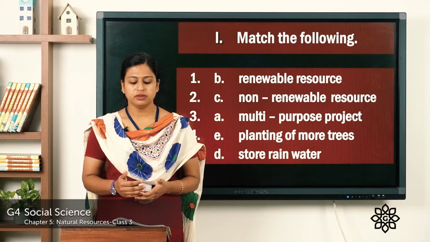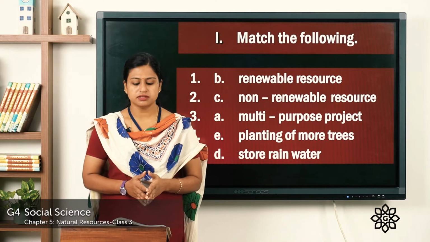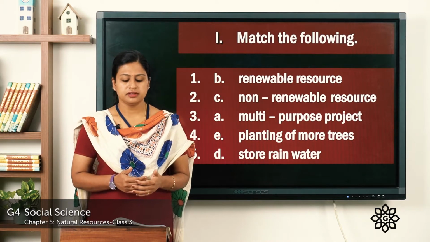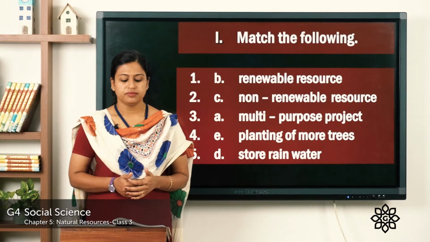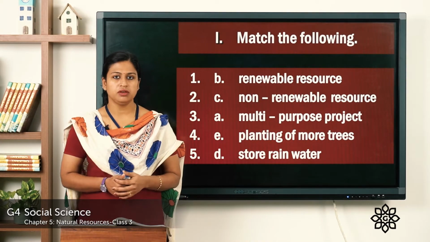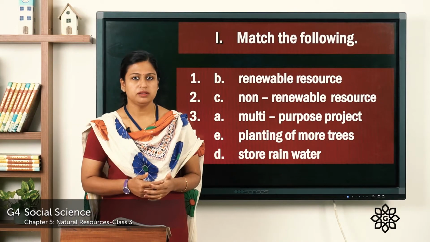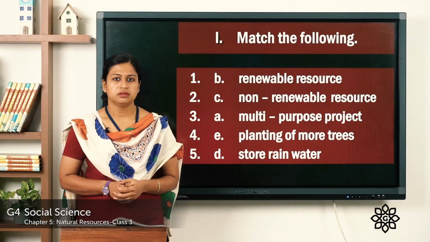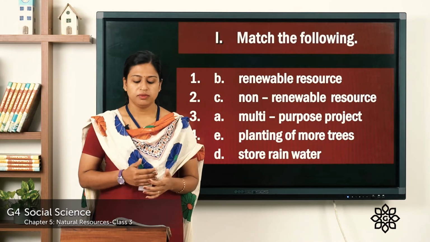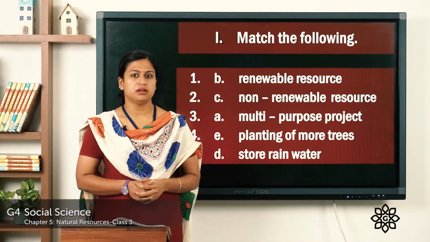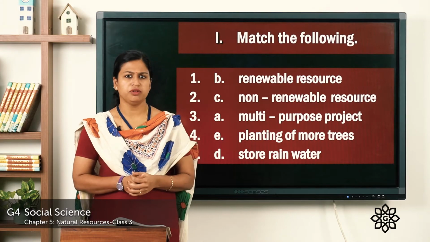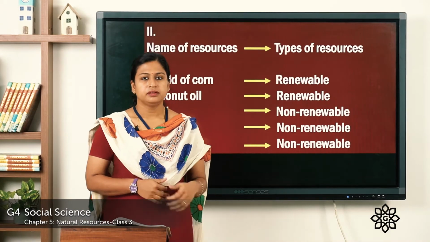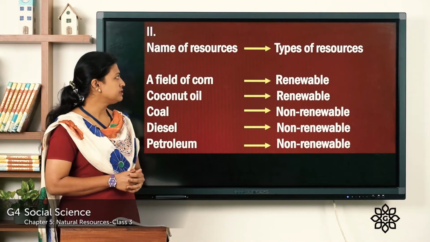And the third column you have name of resources. First one is sunlight, second trees in a forest, then you have fish in the ocean, wind, and last we have sand on a beach. Now you have to write whether it is a renewable resource or non-renewable resource. Now let's check our answer.